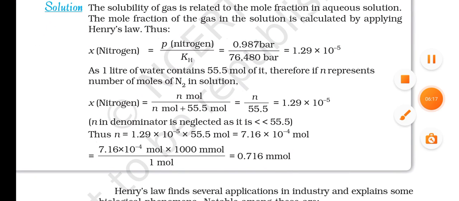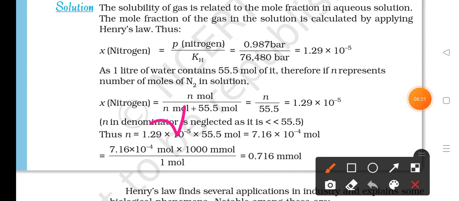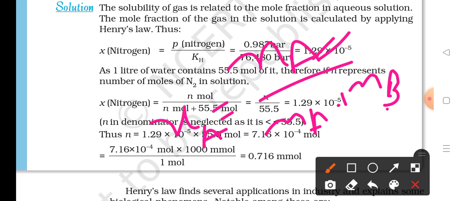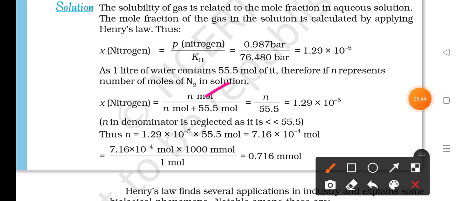Okay, x, which is mole fraction, and we know that x equals Na divided by Na plus Nb. We know about that. Here Na is the mole of nitrogen and Nb is the water, because nitrogen is dissolved in water. So we have to calculate the mole of nitrogen here. And the mole of water is 55.5 mole.